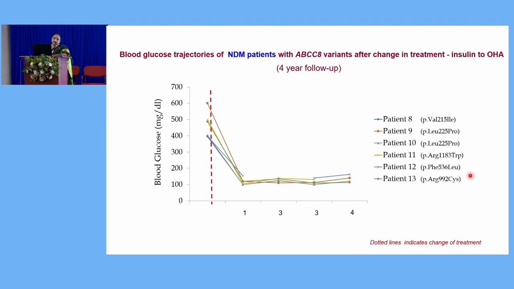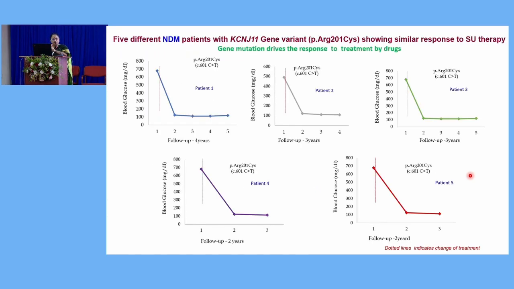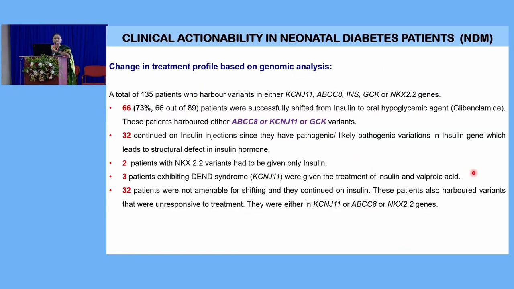This is the ABCC8 gene. Okay, so this is just a quick trajectory. And I also want to show that there are 5 different NDM patients with the common arginine 201 cysteine mutation. All of them have a common, similar response, clearly showing that there is a correlation between the two. Now, so again, when we looked at 135 patients, about 73% of them were successfully shifted.